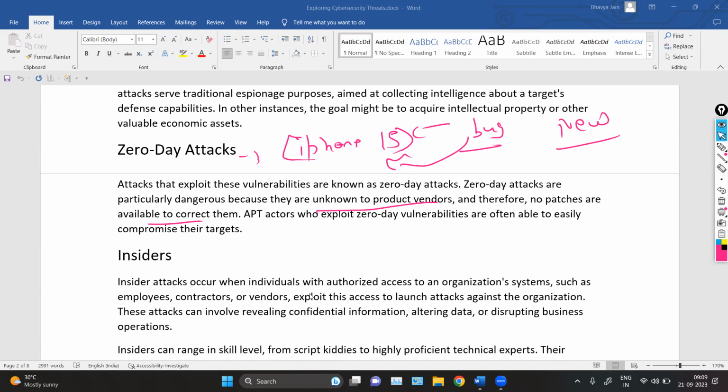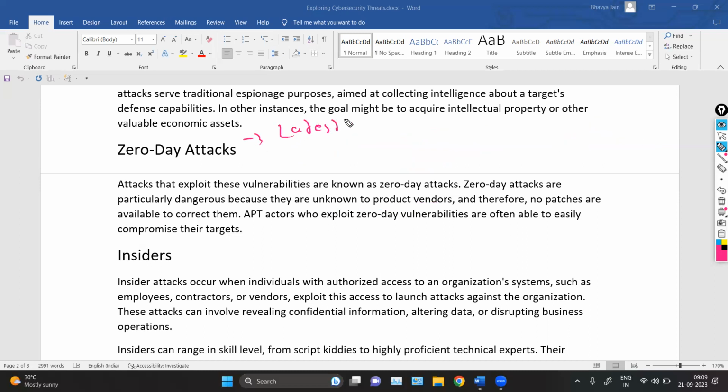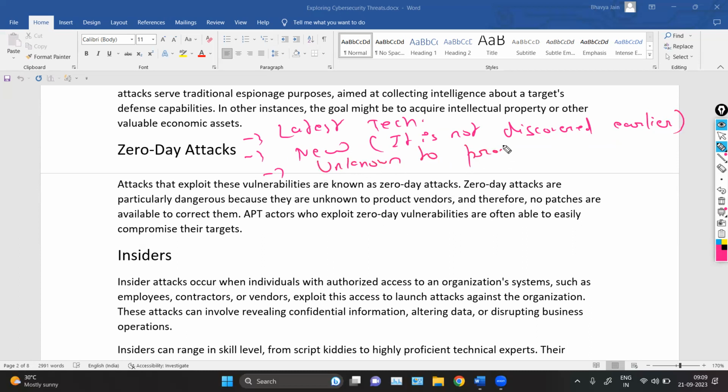So that is known as zero-day attacks, which is the bug which is discovered in the latest technology, and the bug is not discovered earlier, and it's unknown to the product vendors. Okay, so remember these points. First, it is discovered in the latest technologies, mostly. Second, the bug is new, which is like it is not discovered earlier. And third point is it is unknown to product vendors. And no patches are available to correct them.